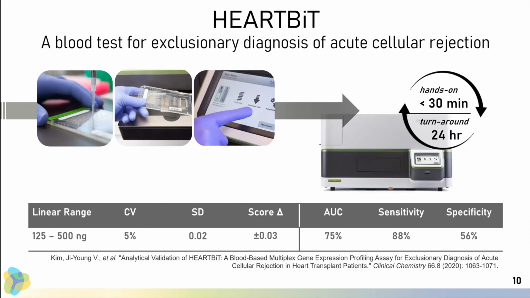Based on this assay development and characterization work, we found that the HEARTBEAT assay had a very low CV, or coefficient of variation, of around 5% at the individual gene level, with a low standard deviation of 0.02 for the HEARTBEAT score, which is a single number that this assay outputs. And the score is on a scale from 0 to 1. I also want to mention that this assay has a short hands-on time of less than 30 minutes once RNA is extracted, and a fast turnaround time of 24 hours, which are fairly useful features for a test that is intended for use in clinical settings.